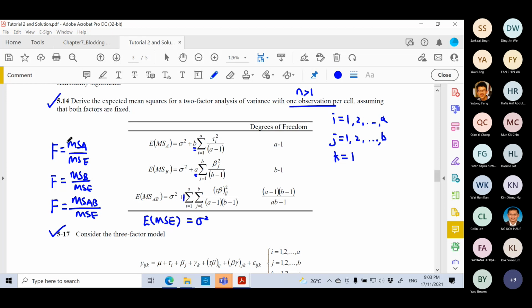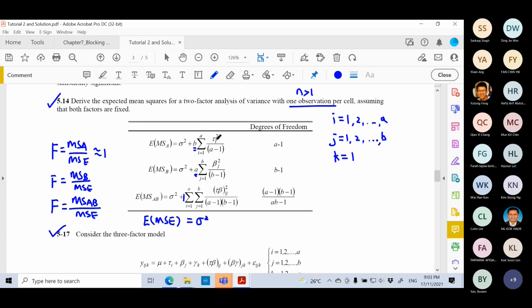Okay, so when you're testing the factor A here, if the factor A is not significant, in fact the mean square A and the MSE will be approximately the same, equal to 1. Therefore, you can see here, if your tau is not significant, then tau square is also 0, so this part will be 0. You have MSA as sigma square, and your MSE is also sigma square. Therefore, they will be approximately equal to 1.